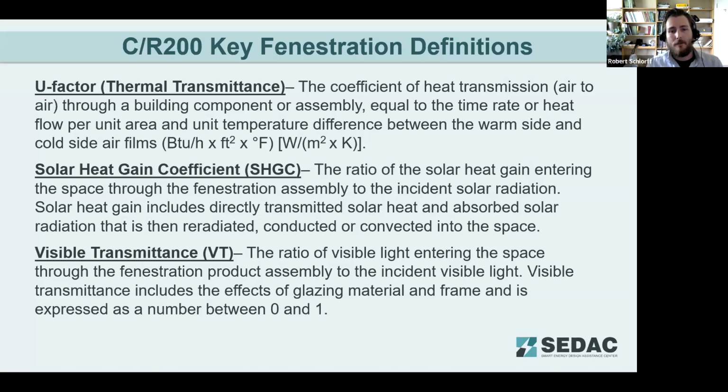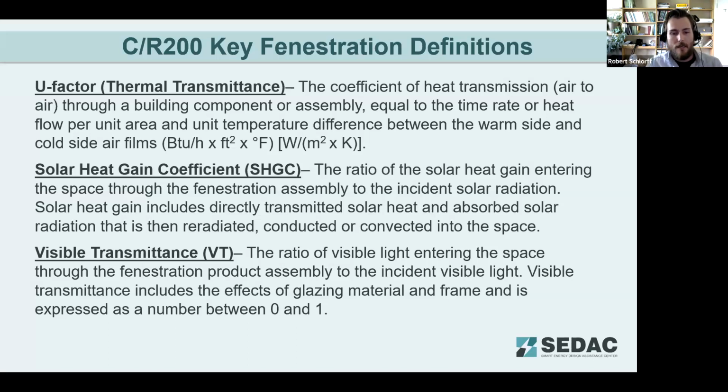Solar heat gain includes directly transmitted solar heat and absorbed solar radiation that is then re-radiated, conducted, or convected into the space. This breaks down to: solar heat gain coefficient represents how much heat from the sun the windows allow to pass into the building. A high SHGC means more heat is entering the space from sunlight. A low SHGC means less heat is entering the space from sunlight.